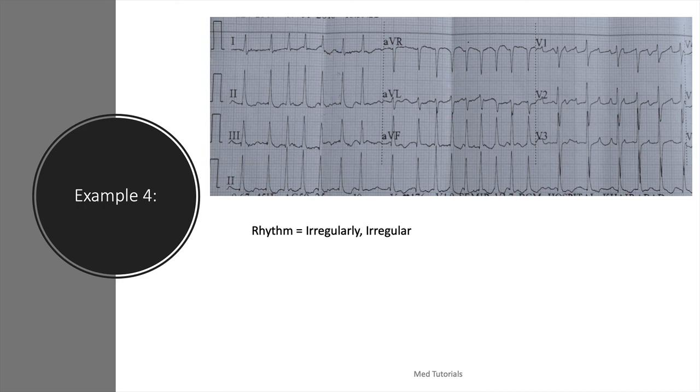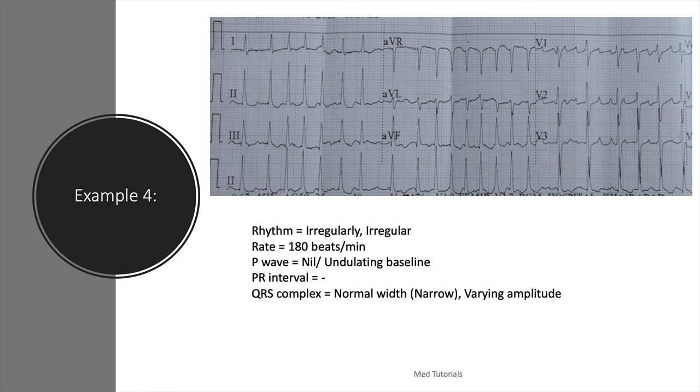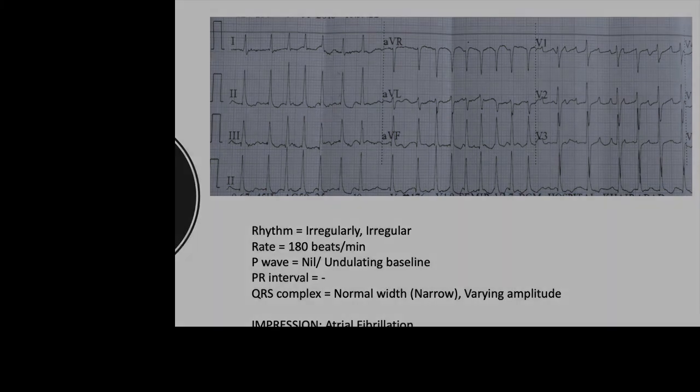So the rhythm is irregularly irregular. The rate is around 180 beats per minute. P wave is not well seen, or you just have an undulating baseline. There's no PR interval. The QRS complex is a narrow, normal width QRS complex, but what we see is varying amplitudes of the QRS complex. And that's classically seen in atrial fibrillation.